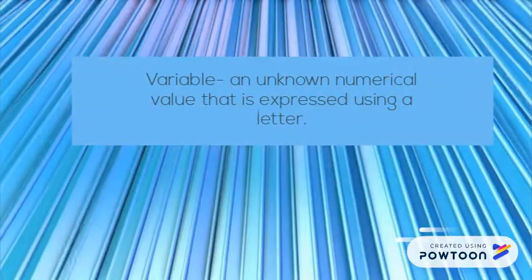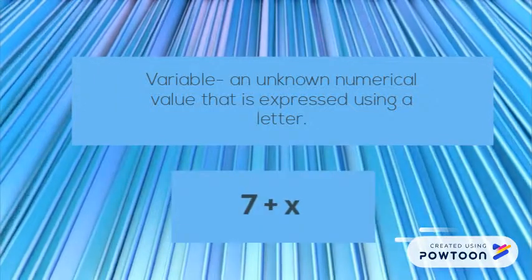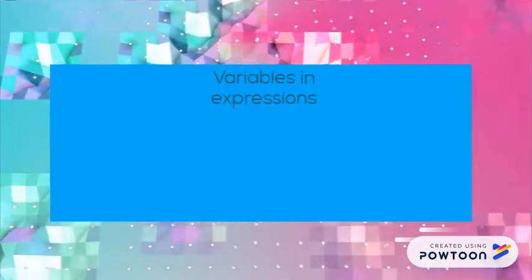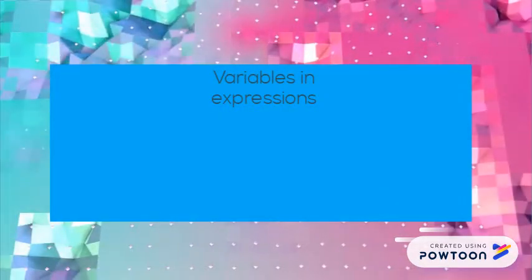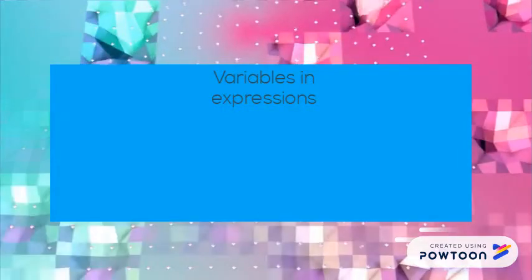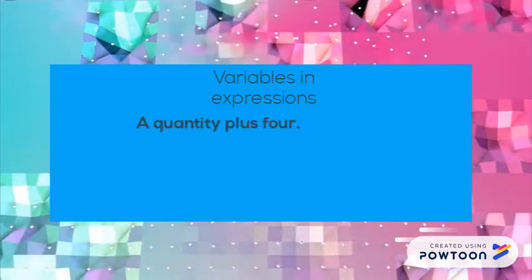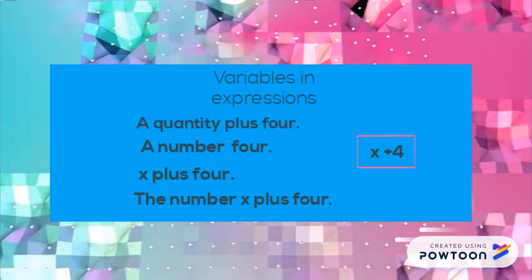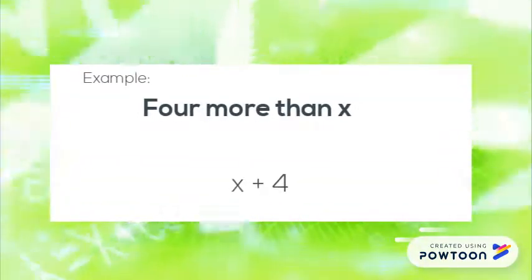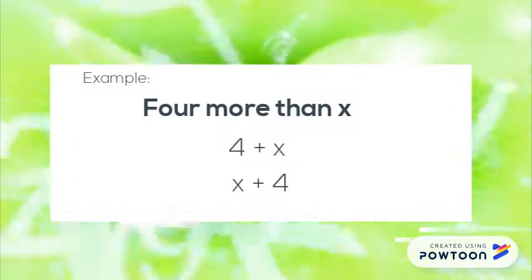A variable represents an unknown numerical value but is expressed using a letter. The most common variable is x, but any letter can be used to represent a variable. There are a variety of different ways that a variable can be expressed in words. You may see a variable expressed in a written expression by the words a quantity, a number, or it can be directly stated as a specific variable chosen, such as x or a number x. For example, the algebraic expression 4 more than x can be written as x plus 4 or 4 plus x.